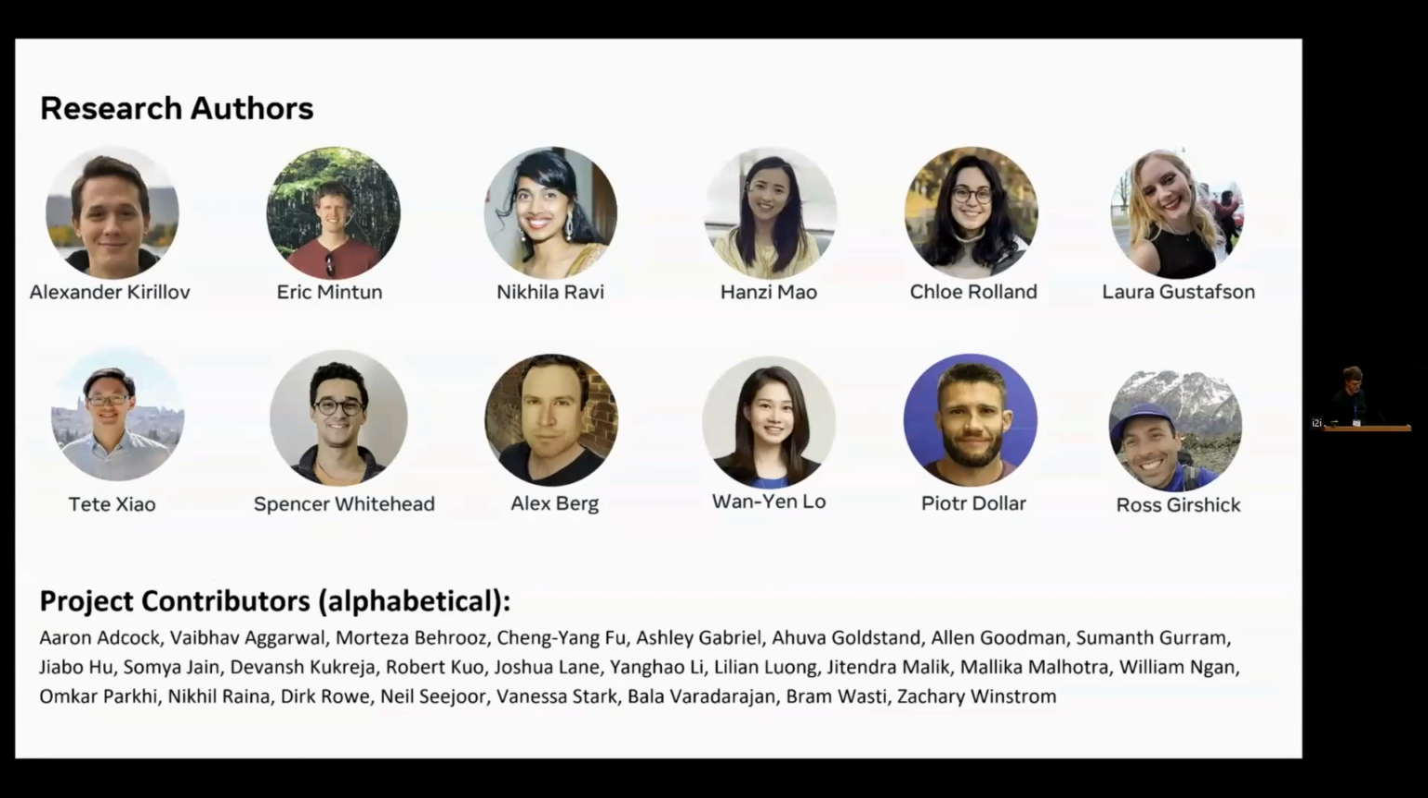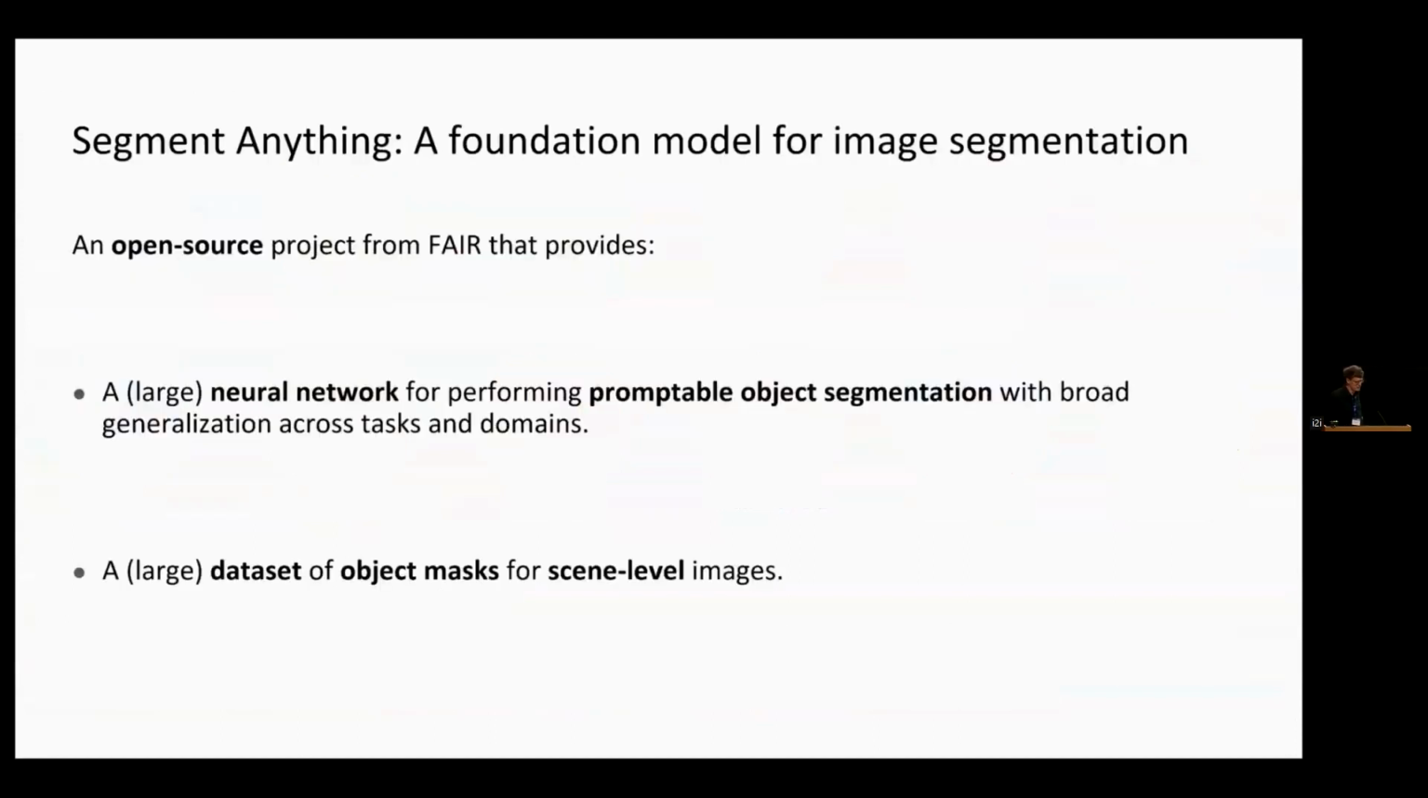I want to jump straight to the punchline on what the project is about. This is an open source project that comes out of FAIR that basically has two things that were released. One is a large neural network for performing something that we call promptable object segmentation, and I'll talk a little bit about what that means. That has broad generalization across tasks and domains. And so what we're hoping is that even if we've never seen your domain before, if this task is useful to you in some way, our model will be a valuable starting point, even if we don't have any medical expertise.